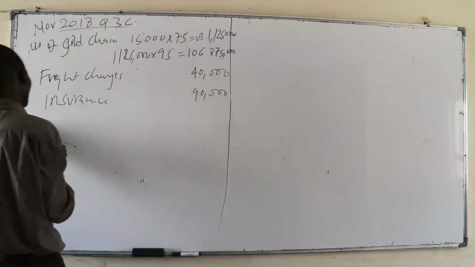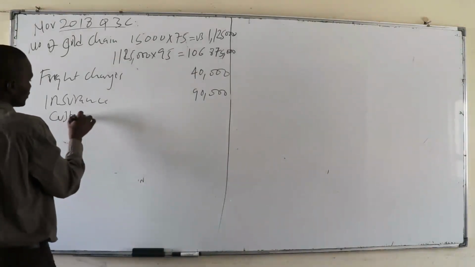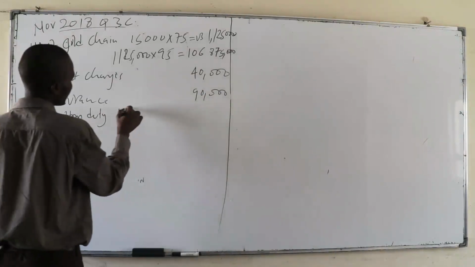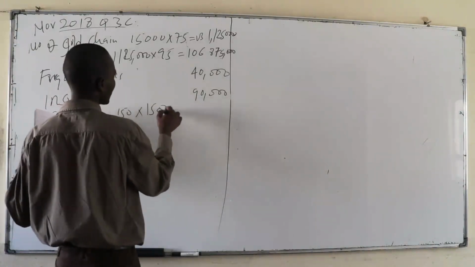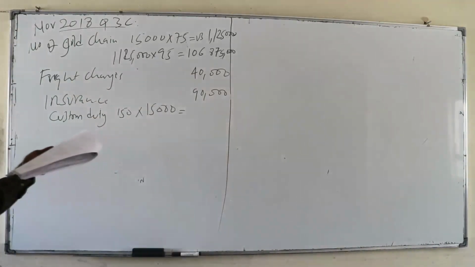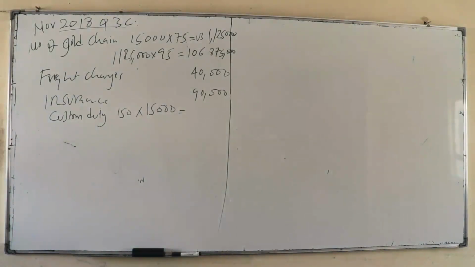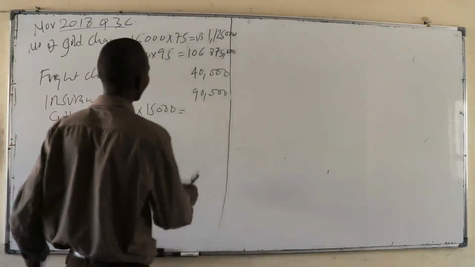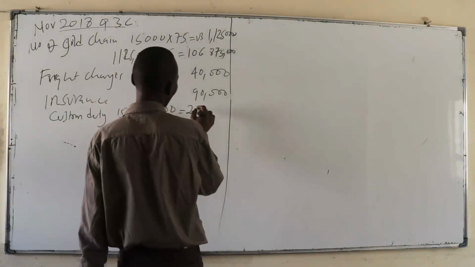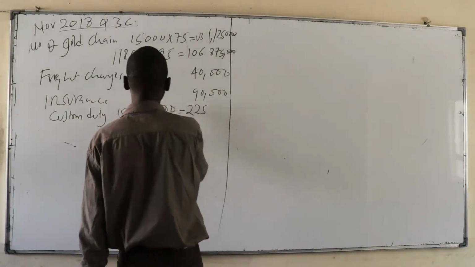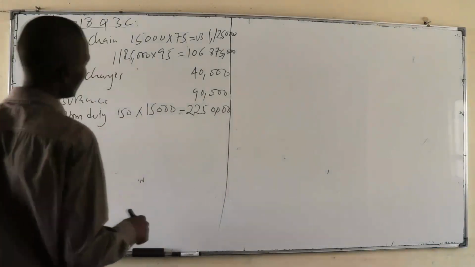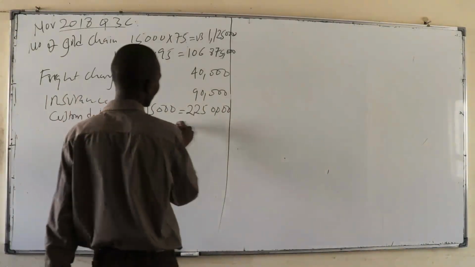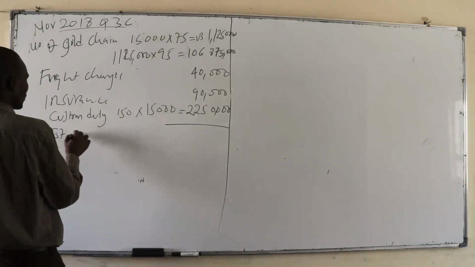Then customs duty per chain. Custom duty was 150 multiplied by how many chains did he buy? 15,000. How much did he pay for customs duty? 2,250,000. So what was the total cost?